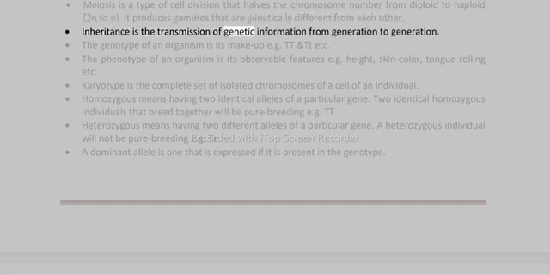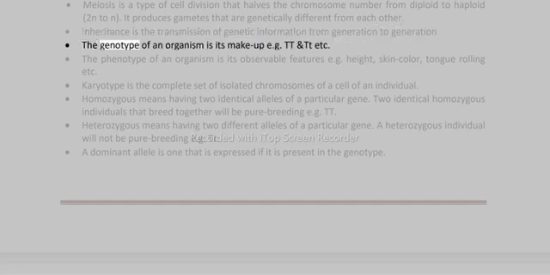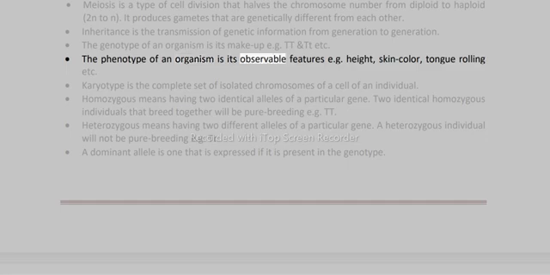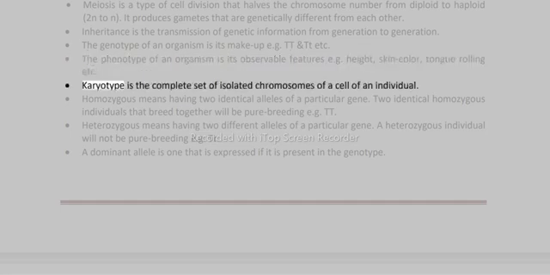Inheritance is the transmission of genetic information from generation to generation. The genotype of an organism is its genetic makeup, e.g. TT and Tt, etc. The phenotype of an organism is its observable features, e.g. height, skin color, tongue rolling, etc. Karyotype is the complete set of isolated chromosomes of a cell of an individual.